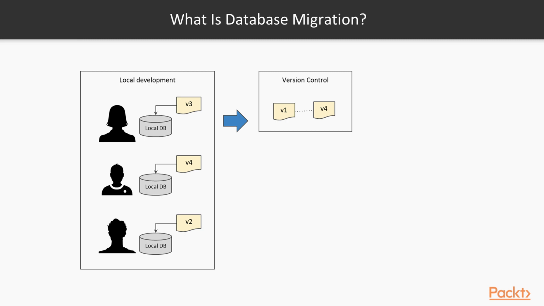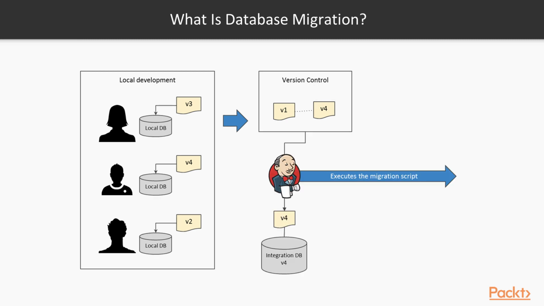In the version control, we could push all of the 4 versions and decide which version of the database we want to use, which is exactly what's happening in the local development. Once we have all of the versions of the database available in the version control, Jenkins could also get those versions and migrate the database of the specific environments.